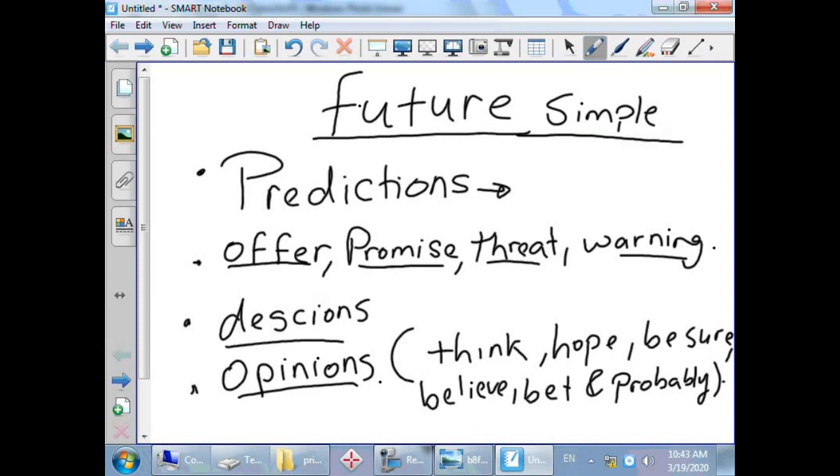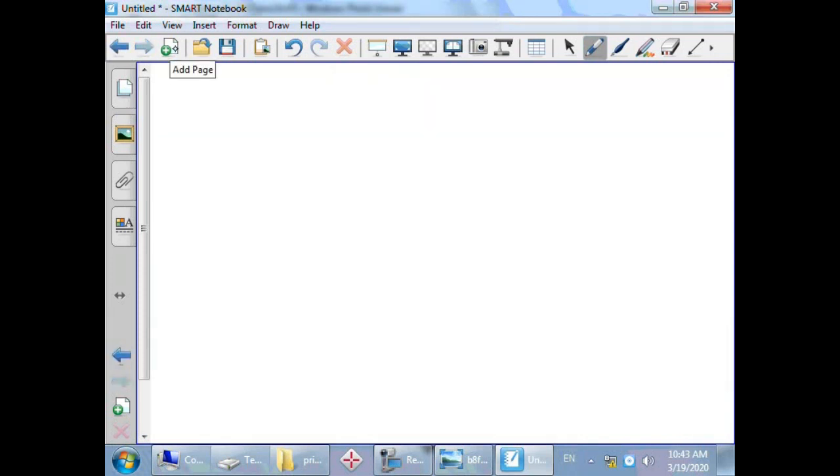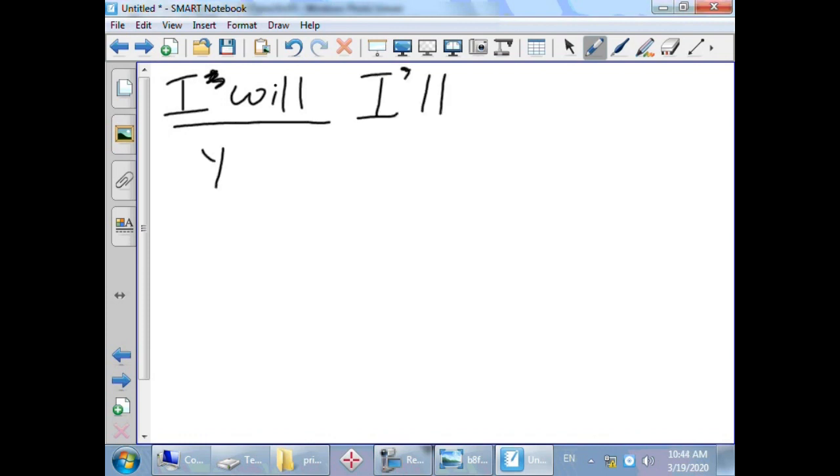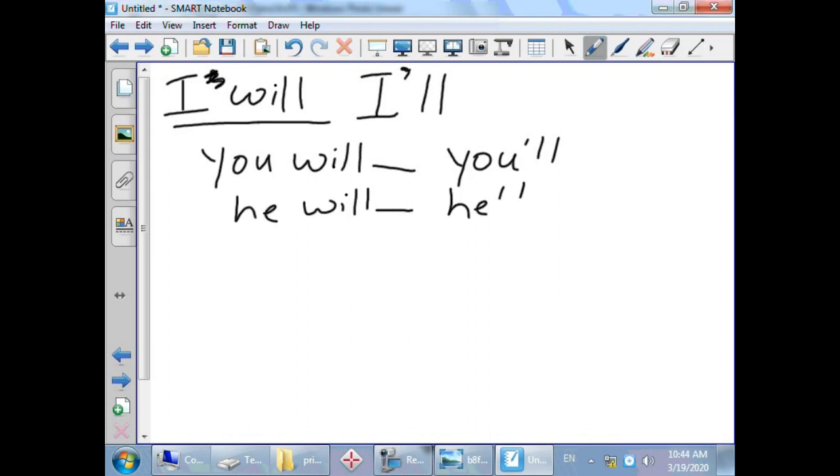Okay, how do we use it? What is the form of using the future simple? Now, I will tell you the form. Okay, so in the affirmative, we say, I will, or if you want to shorten it, you say I'll. You will, or you'll. He will, or he'll. Okay, so this is the form.